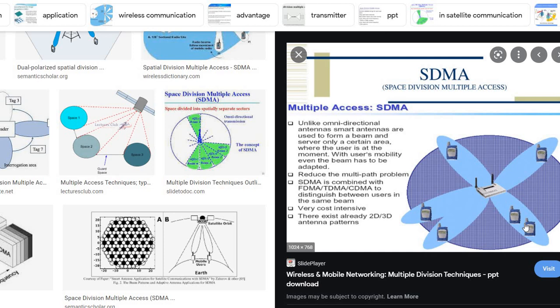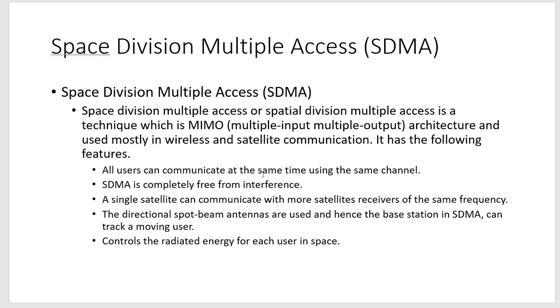SDMA is combined with frequency division, time division, and CDMA to distinguish between users in the same beam, so it is very cost intensive. There already exist 2D and 3D antenna patterns, two-dimensional or three-dimensional patterns of this antenna. So this is the technique of this space. All users can communicate at the same time using the same channel.